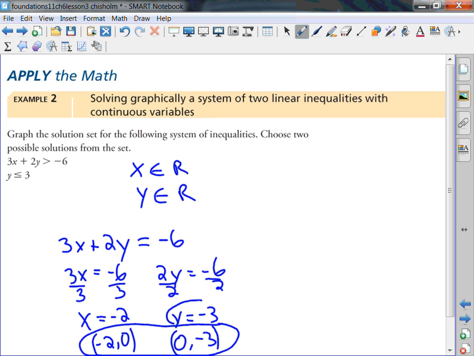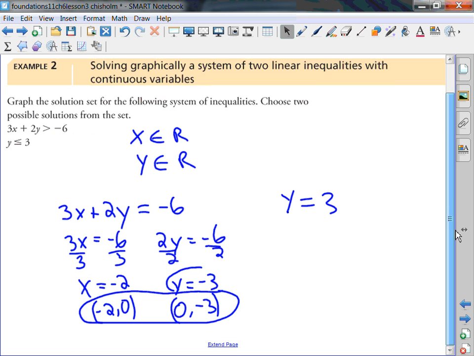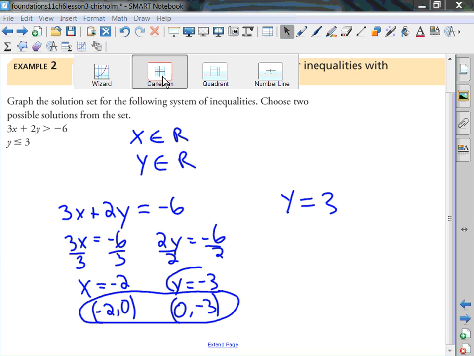We look at the other one. Y is less than or equal to 3. So what we can just call it for the boundary is y equals 3. Hopefully you remember for y equals 3 that we're going to be looking at a horizontal line through y equals 3. So we have enough information to graph it. Let's do that. And pull out a graph here for us.